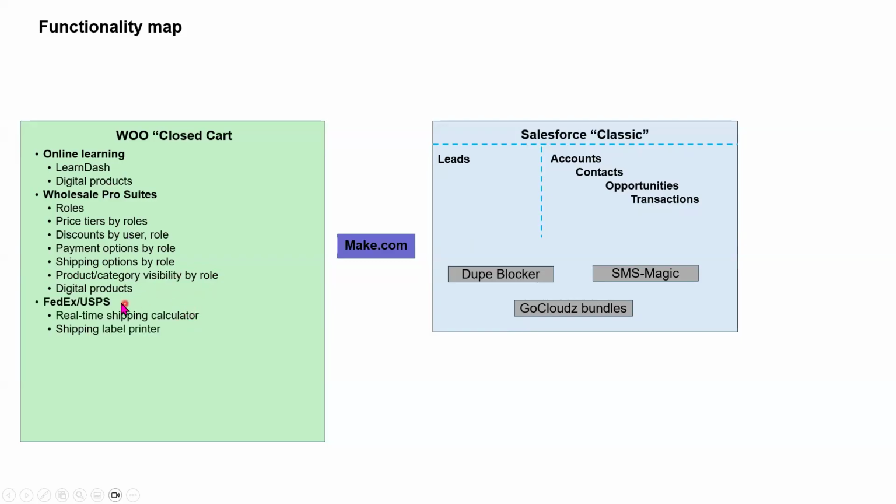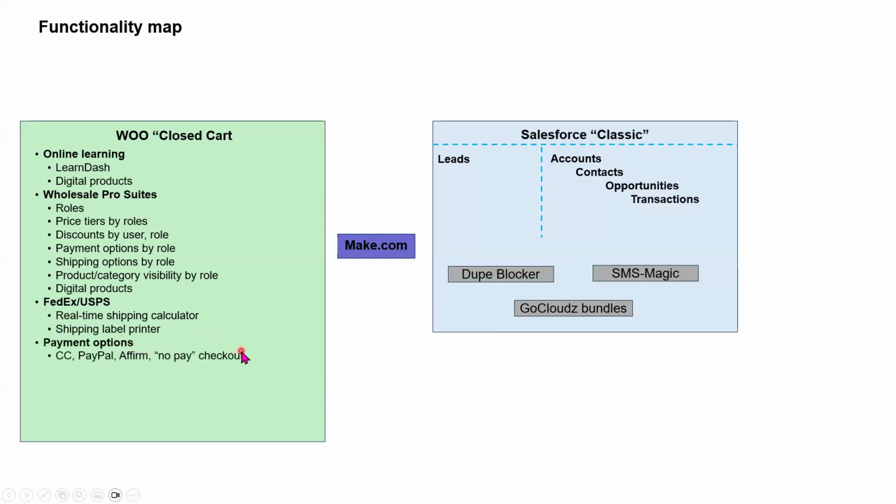We also have a FedEx and USPS real-time shipping calculator plugin, so it will look at the weight and dimensions of all the items in the order and spit out a price for the customer. And for production, they're able to print the shipping label directly from WooCommerce. They don't have to come over to Salesforce or anything like that.